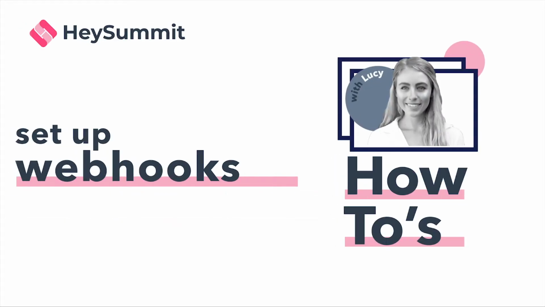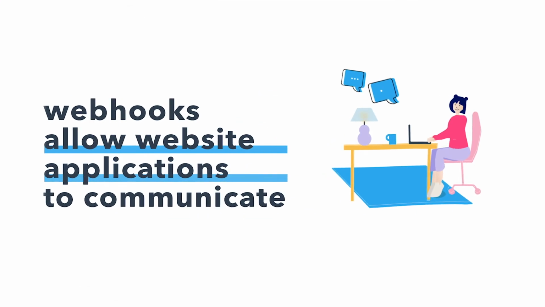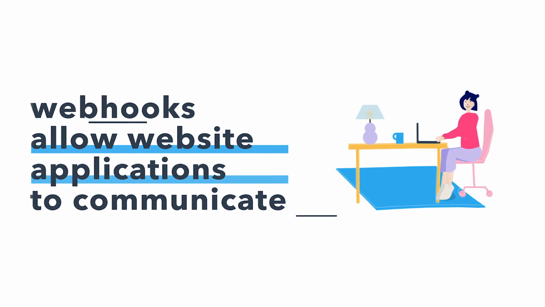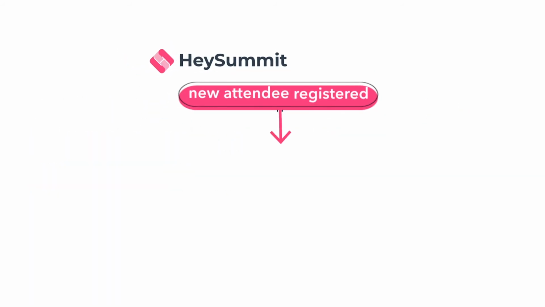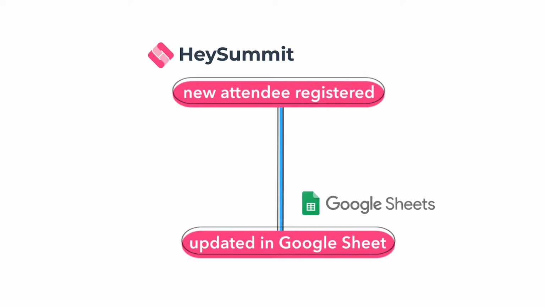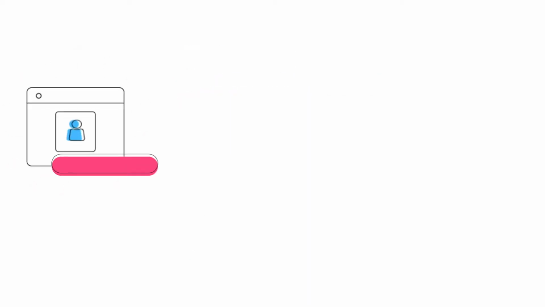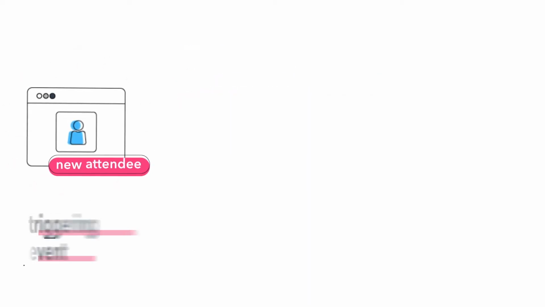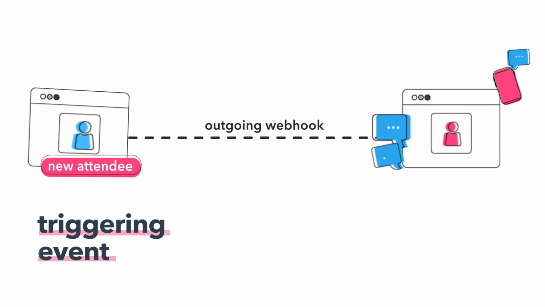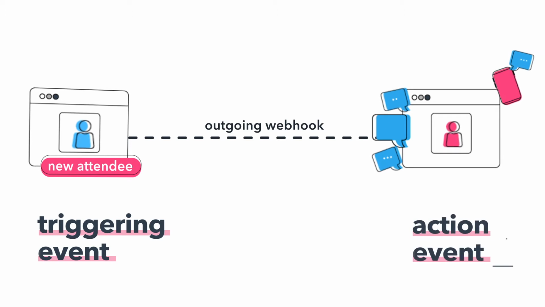A webhook is a way for website applications to communicate. So one app is able to send an outgoing webhook to provide another application with real-time data. For example, you could configure HeySummit to send an outgoing webhook for every new registration, and then have that information sent into Slack to notify you of said registration, which is the action event.